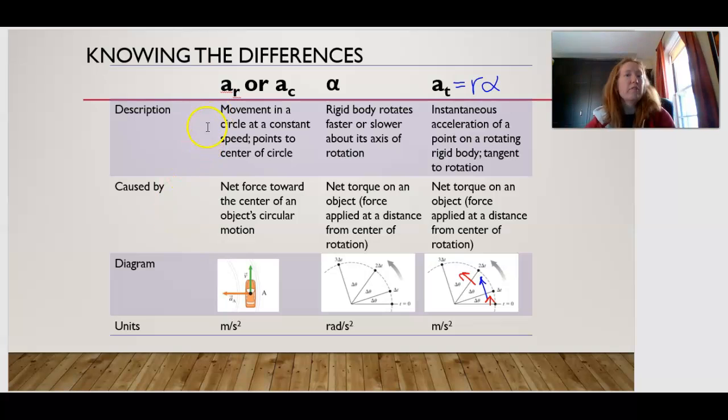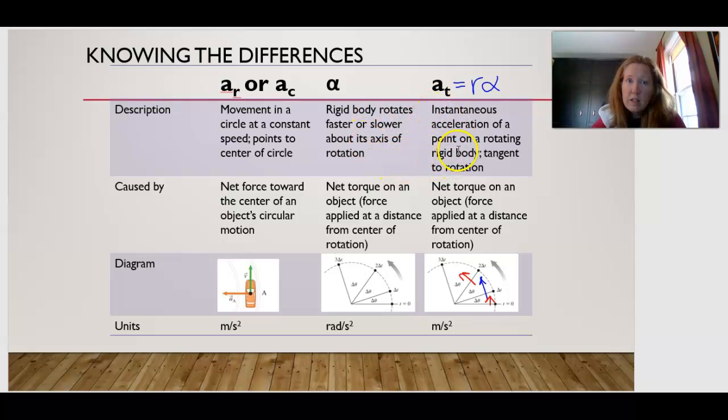So be careful, and I just have a slide on that to help us remember all these things. So we have the radial acceleration or centripetal. We've seen it referred to both ways. And that is anytime something's moving in a circle at a constant speed. That could be a car going around a circular or semicircular curve. It doesn't have to be a rigid body rotating, and that's caused by some force that is pulling the object toward the center. So you would see this acceleration toward the center. And then there are also alpha and AT.